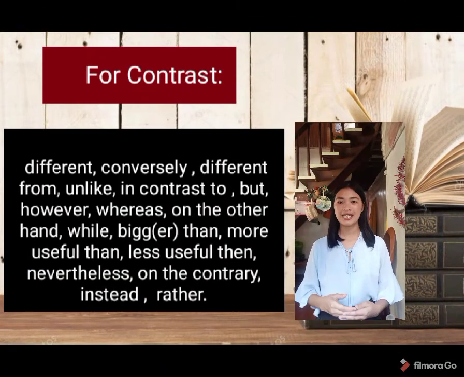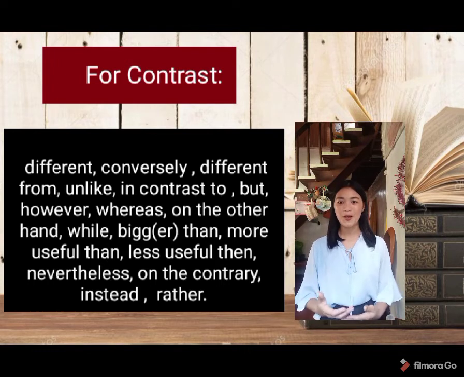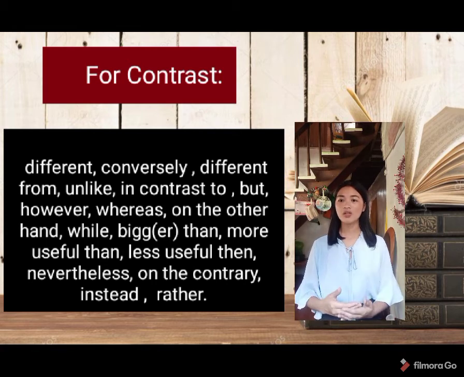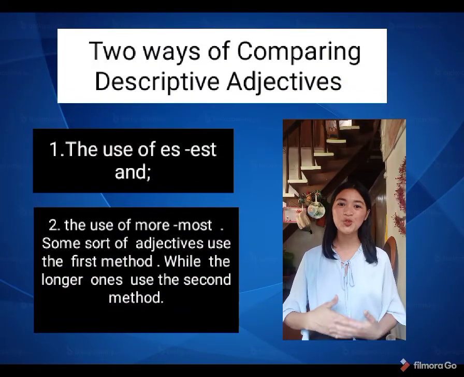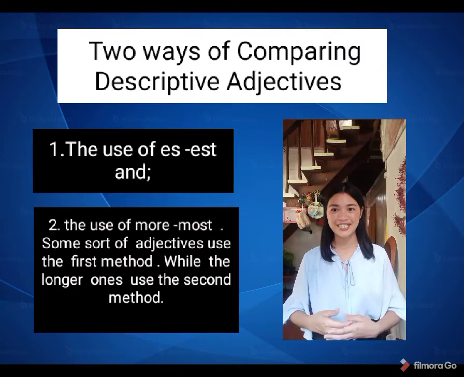For contrasting things, we can use words such as different from, conversely, different, unlike, in contrast to, but, however, whereas, on the other hand, while, more useful, less useful, then, nevertheless, on the contrary, instead, and rather. So those were the principles governing the use of words in comparing and contrasting things.